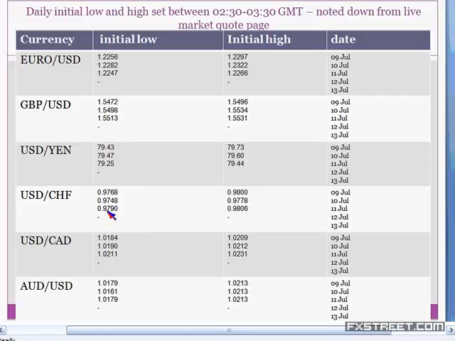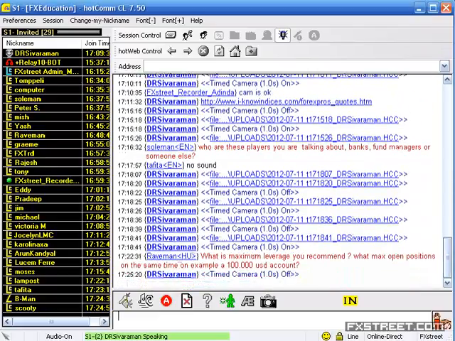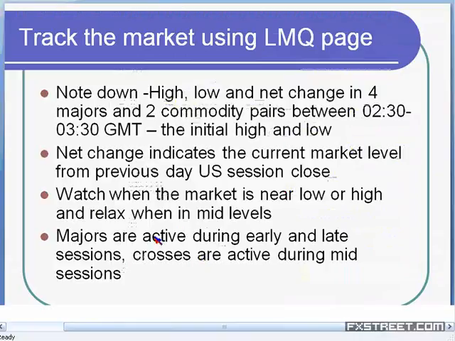And in the case of CHF and Canadian dollar, they just breached the initial low and are staying below that. So what sort of trading decisions can we make? So let me minimize the PowerPoint presentation and focus the camera over the other slide. So after noting down the net changes and the initial lows and the highs, then we watch the market whether it is closer to the low or closer to the high. And when it is in the middle level, in between the low and the high, we simply relax.